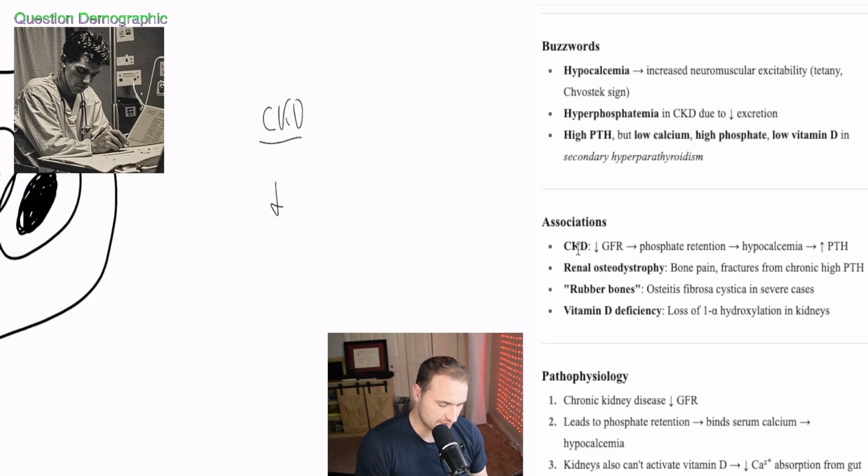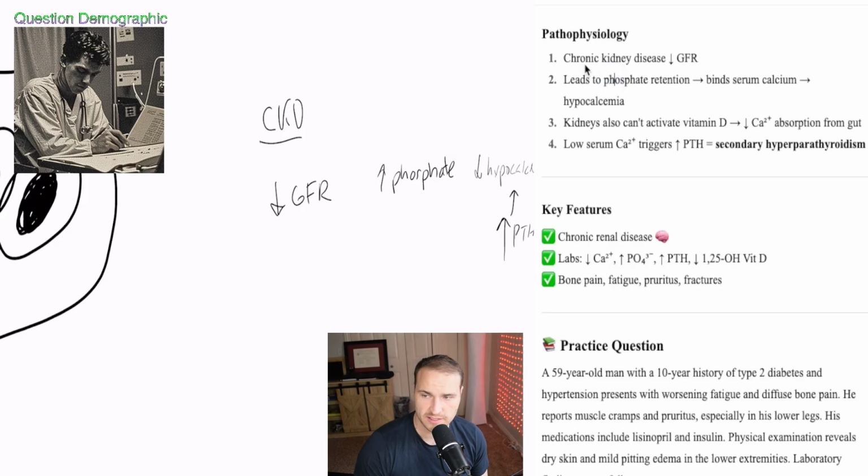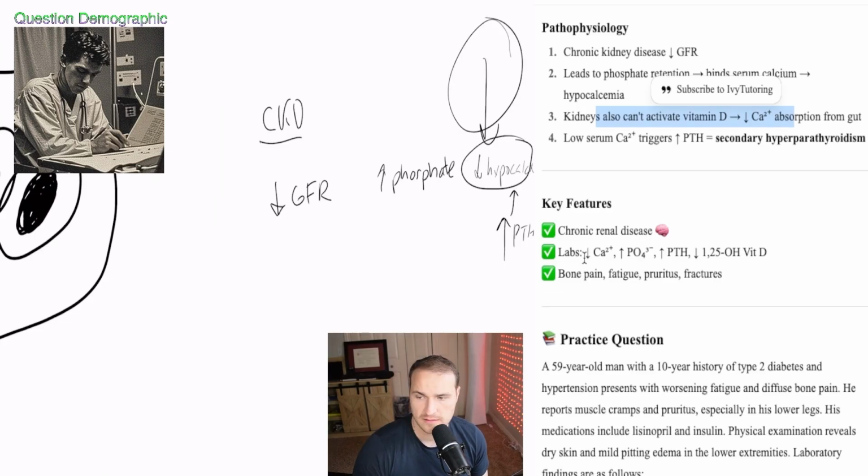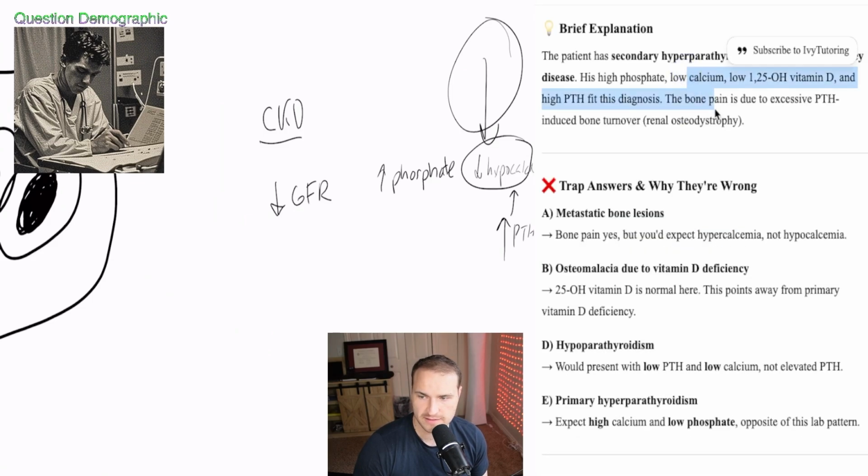So you have decreased GFR, and that causes your phosphate to be retained, which then leads to hypocalcemia. And that's where the PTH starts to rise, so it can help you with your hypocalcemia. So you get that chronic kidney disease, phosphate retention. The phosphate retention binds the serum calcium. And if you can't activate vitamin D, that makes this hypocalcemia problem even worse. So low calcium, high PTH, and low activated vitamin D. All right, there's the explanation.